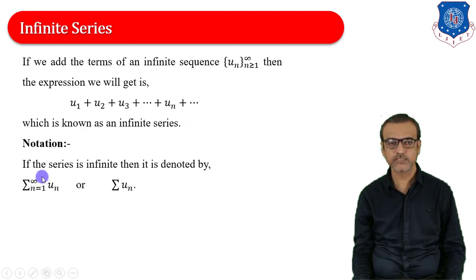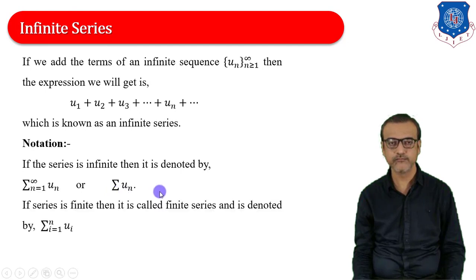Now we have some notations of an infinite series. If the series is infinite, then it is denoted by sigma n is from 1 to infinity un, or sigma un. If the series is finite, then it is called a finite series and is denoted by sigma i is from 1 to n ui. So this series is a finite series, whereas this one is an infinite series.